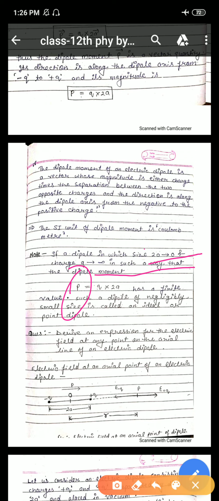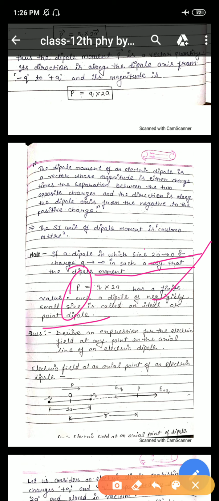Okay, this type of question is asked in your examination: what is the value of the dipole moment if the separation between the dipole charges tends to 0 and the charges tend to infinity? Is the dipole moment a finite value, an infinite value, none of these, or both? Your right answer is finite value. Such a dipole of negligible size is called an ideal or point dipole.